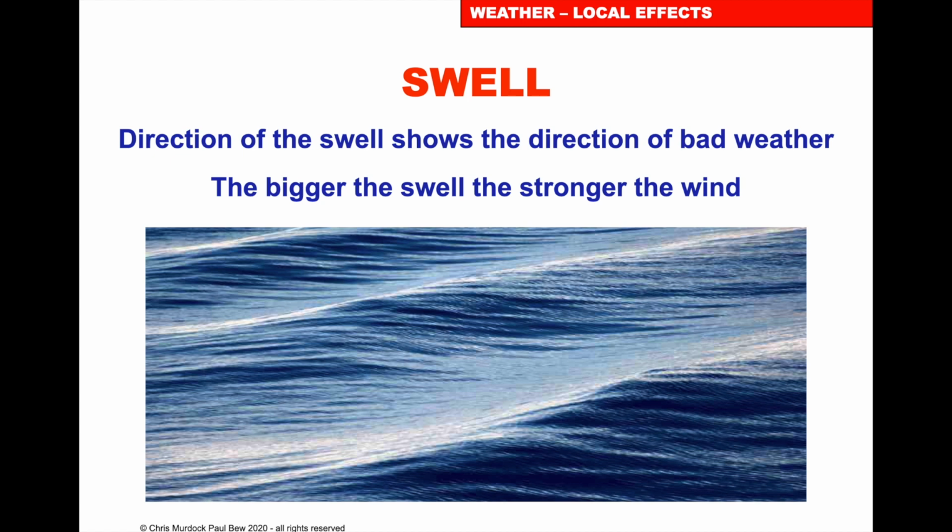So the swell. The direction of the swell shows the direction of bad weather. If there's been bad weather, that swell will continue from the direction of the bad weather. So the bigger the swell, the stronger the wind. A swell coming could be a sign of bad weather.